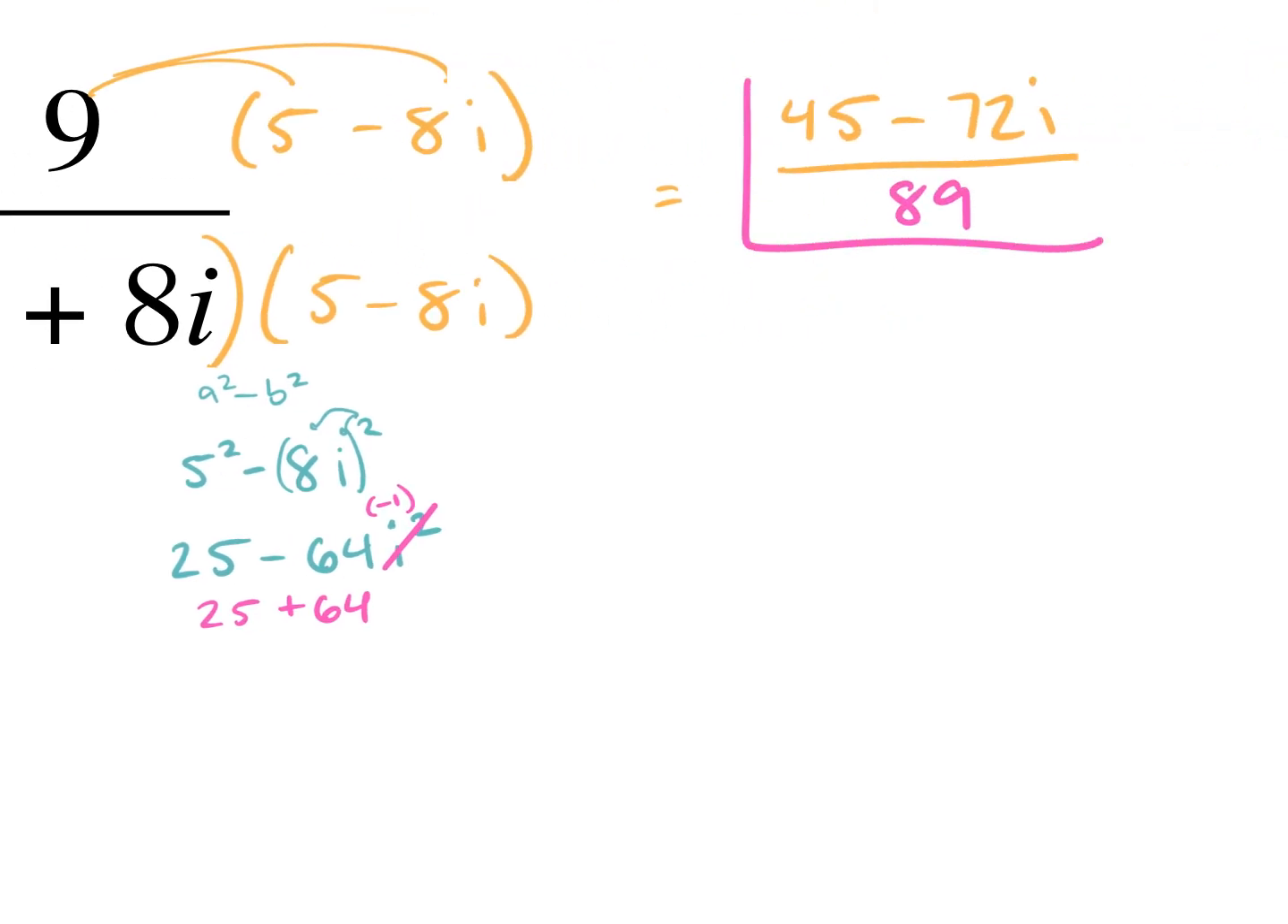Now, do we have any common factors between 45, 72, and 89? Nope. So this would be our answer. So remember, on WebAssign, it wants you to separate: 45 over 89 minus 72i over 89.